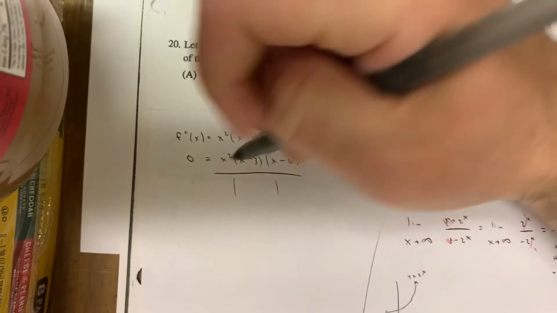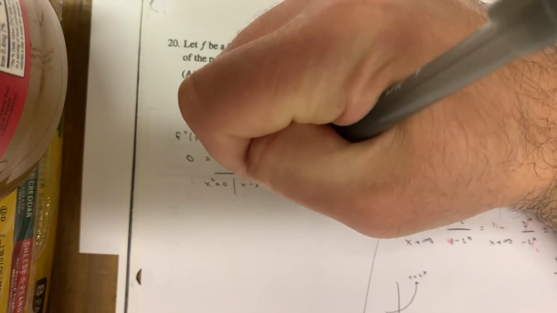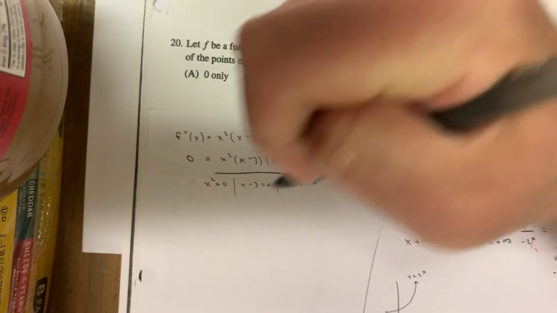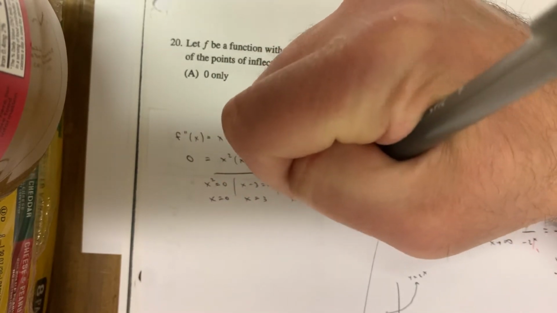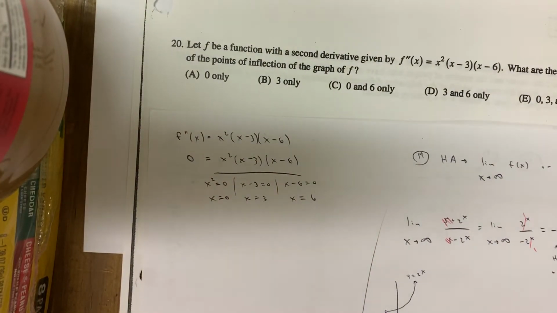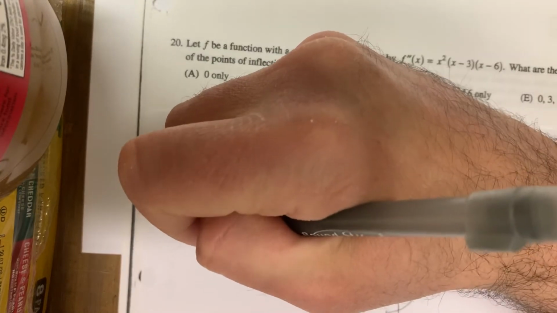all right, you don't tee it up, you pi it up. You get x squared equals 0, x minus 3 equals 0, and x minus 6 equals 0. So x equals 0, x equals 3, x equals 6. Those answers are all there in part E, but look, just knowing the second derivative equals 0 is not enough to know that you have inflection points. Remember, you need that sign change.